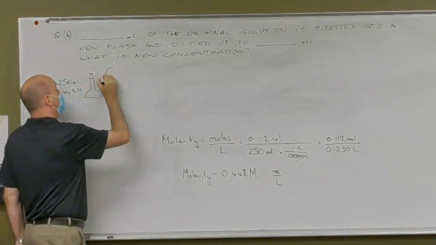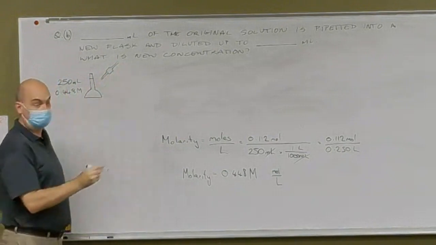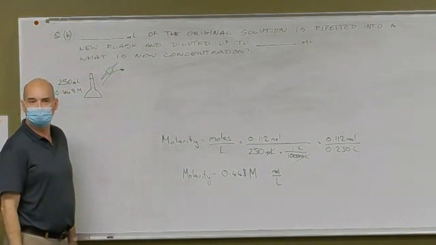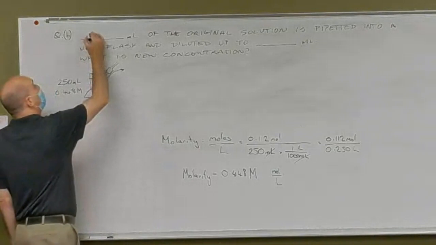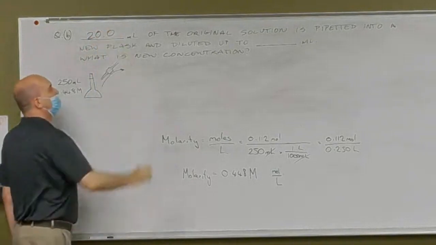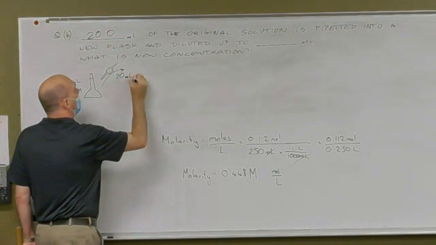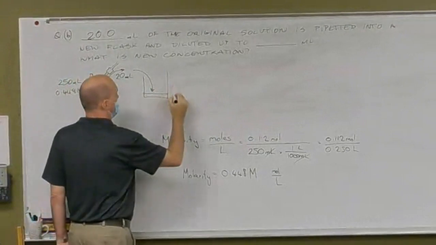I'm going to take something called a pipette, which is just a tube of glass with a bulb in it. And I'm going to remove a volume. How much? I'm going to remove 20 milliliters of that solution. And I'm going to put that 20 milliliters into a new flask.